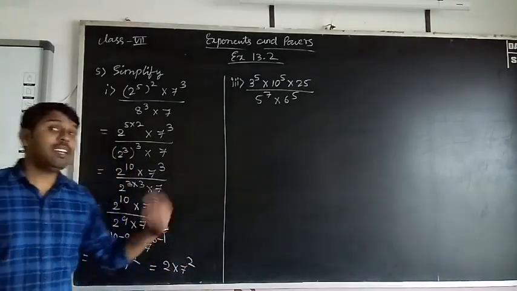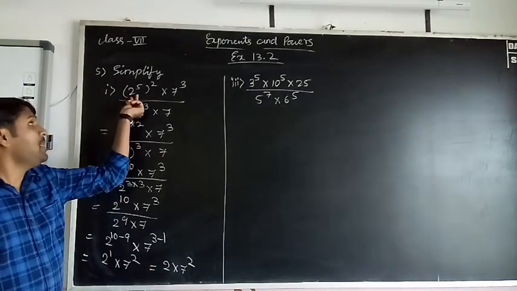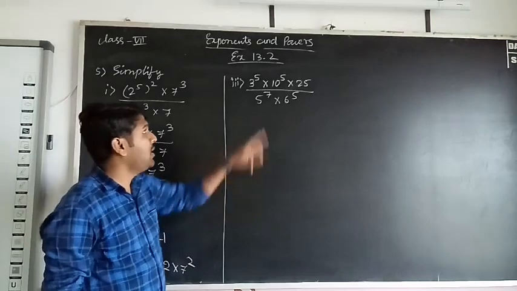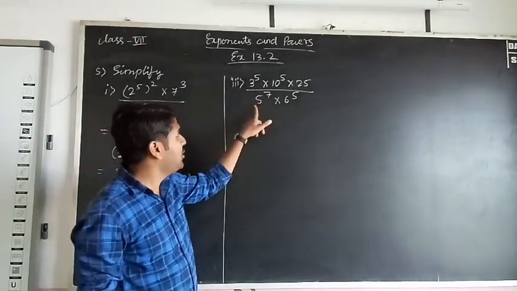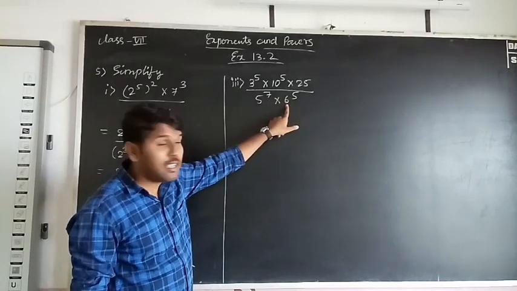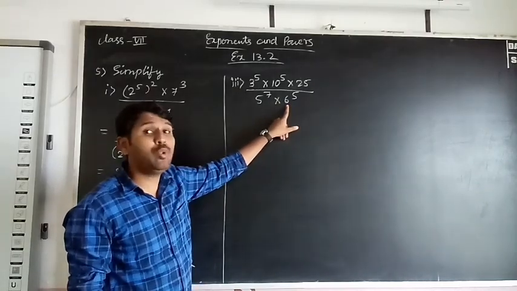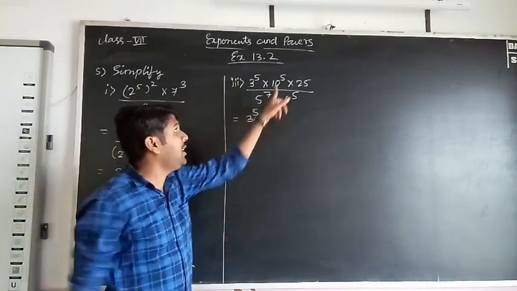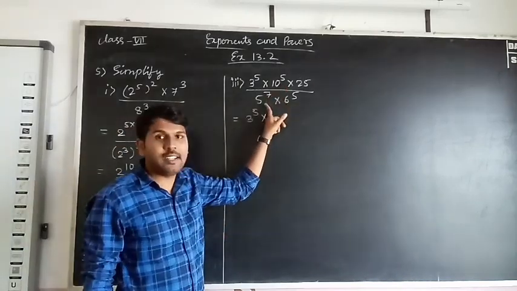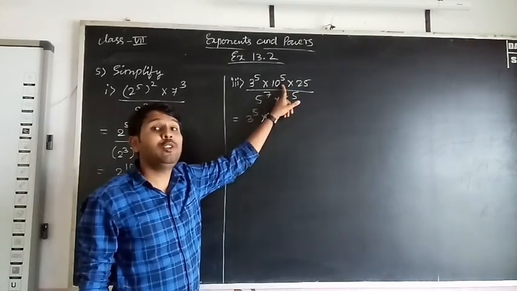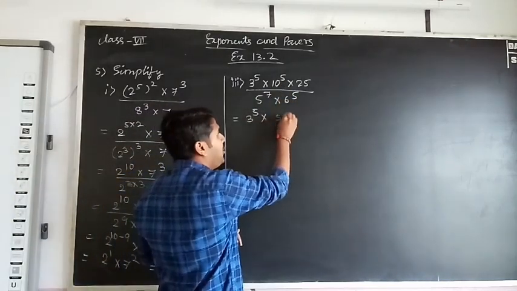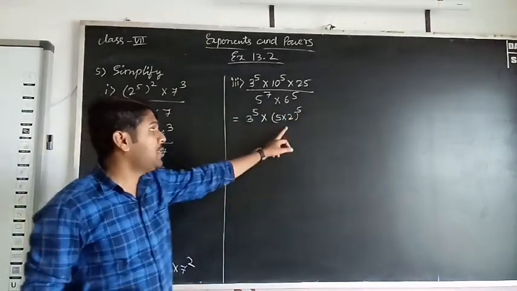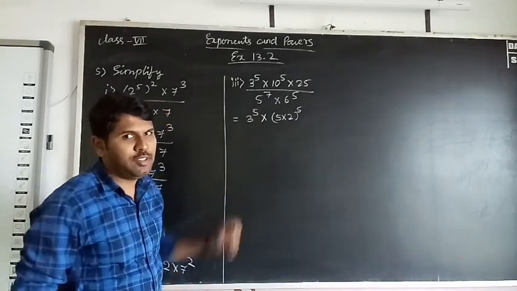Okay. So first convert the numbers into the same base. Here 2 is there, so convert it as base 2. So now here 3 is there, isn't it? Here there is no 3, but we can convert this 6 as 3 into 2. So 3 raised to 5 as this. Here 10 is there, but here base 5 is there. So convert this 10 as 5 into 2. 10 as 5 into 2, raised to 5. This is also one law.